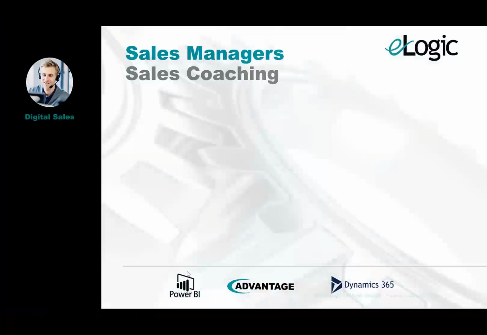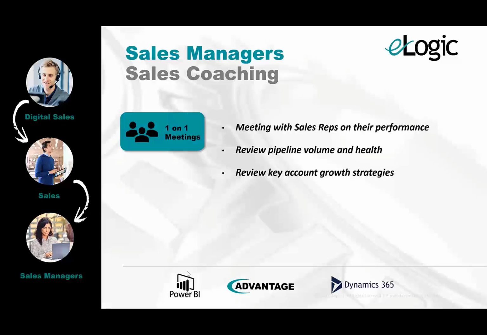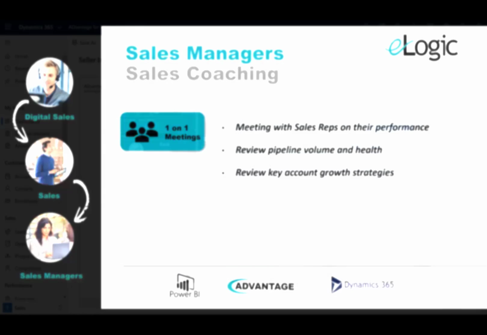In this video, I'm going to cover how a sales manager can more effectively coach their sales team, and I'm going to focus on three key areas. One is that we're going to look at the sales reps' performance year to date. Next, we're going to look at the pipeline volume and health and understand if they've got enough pipeline sufficiency to make the year. And then finally, we're going to look at a couple of their key accounts and see where we can drive some growth strategies. So let's go back into Advantage and have a look.